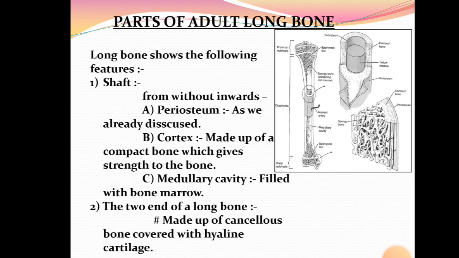Today I'm going to tell you about parts of an adult long bone. A long bone shows the following features. First, we have the shaft. From without inwards, we have the periosteum, as discussed in the previous PPT; the cortex, which is made up of compact bone and gives strength to the bone; and the medullary cavity filled with bone marrow. The two ends of the long bone are made up of cancellous bone covered with hyaline cartilage.